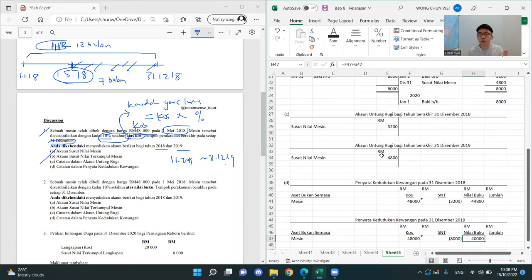This is very important because later when you do all the combined question, when you're doing your record dalam lengkap, when you're doing account perdagangan, accounting rugi dan penyata kedudukan kewangan, we need to know how to record all this susut nilai and where to put it in your penyata kewangan.